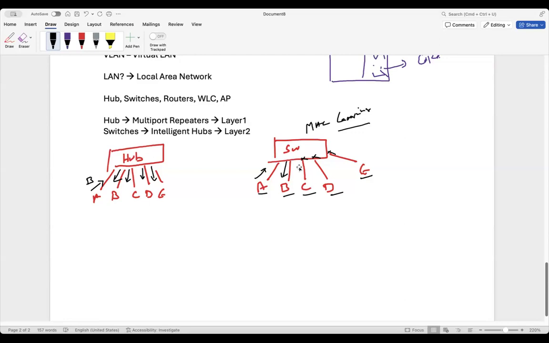For the wireless clients, you need to have a centralized device using which multiple endpoints could be connected and they can talk to each other. So that's why I typically say access points are equivalent to the switches, but on the wireless front. Switches are providing connectivity to the wired devices. Access points provide connectivity to the wireless devices.